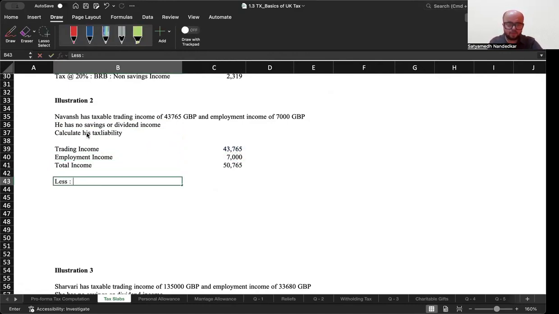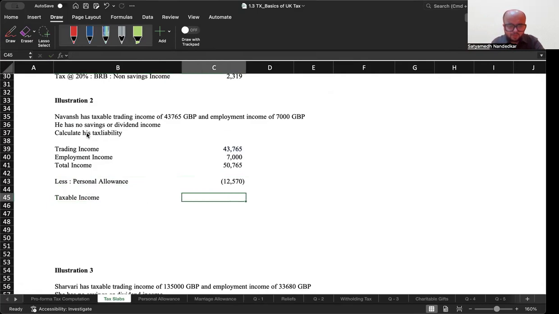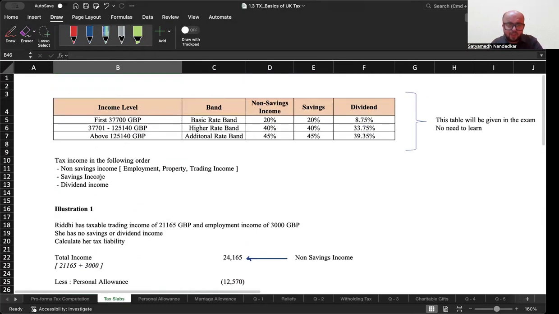From this, you will subtract personal allowance. How much will that be? That will be 12,570. This is the same amount for all individuals. There are some additions to this knowledge, but we'll come to that in a minute. Personal allowance is 12,570 pounds. What is your taxable income now? Taxable income is 50,765 minus 12,570, which is 38,195.